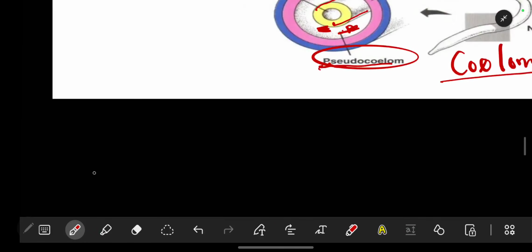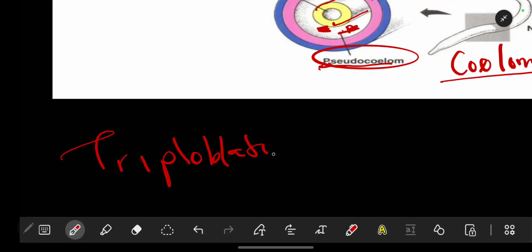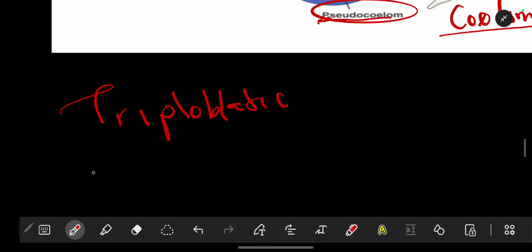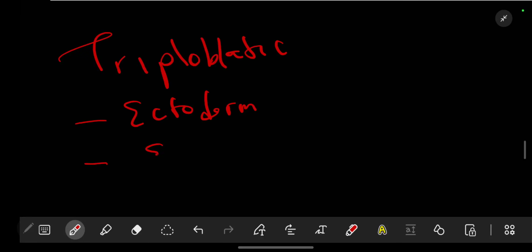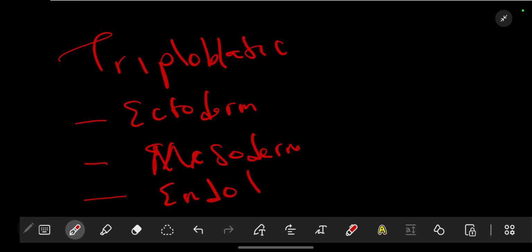So the other characteristic that is important that can appear in multiple choice is that they are triploblastic. So just to know what triploblastic means, triploblastic simply means to say they develop from the 3 germ layers. So these germ layers are the ectoderm, they have the mesoderm, and they have the endoderm.